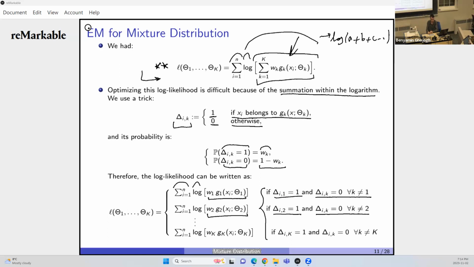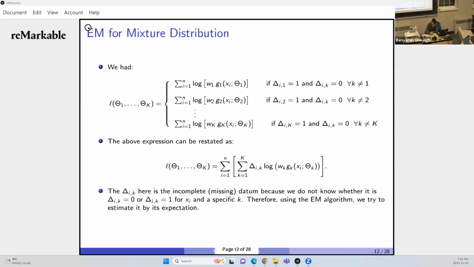If delta i1 is 1 and the rest are 0, it means that my xi belongs to G1, right? So the summation only takes its first term and not the other terms. Also, if delta i2 is 1 and the rest are 0, then I will have w2 G2, etc. So I broke down the summation. So this is what we had.